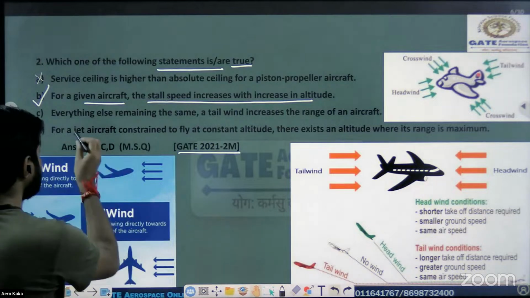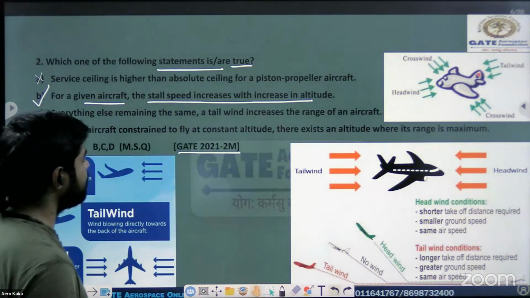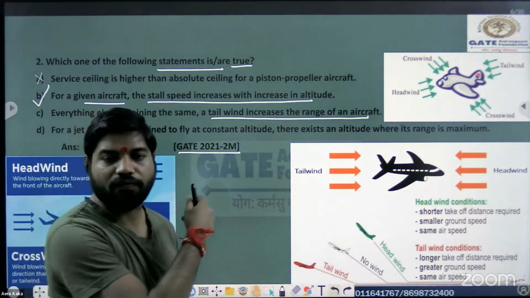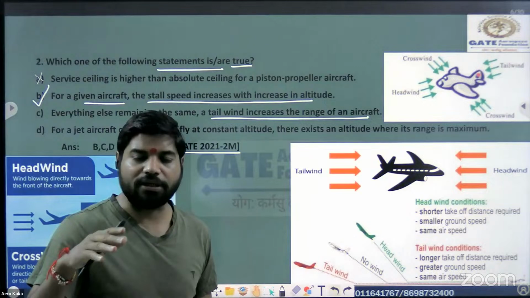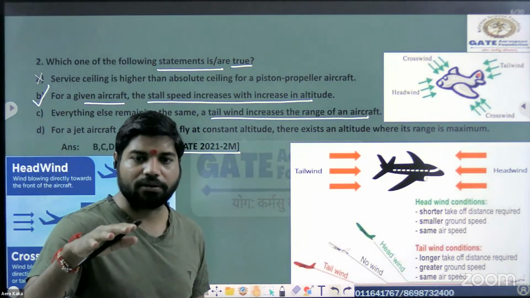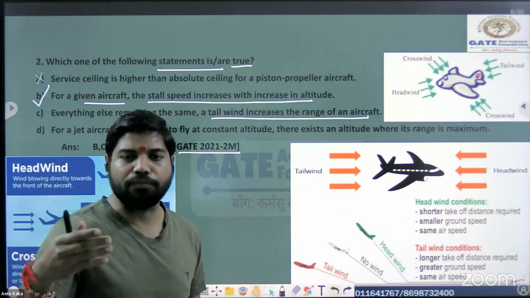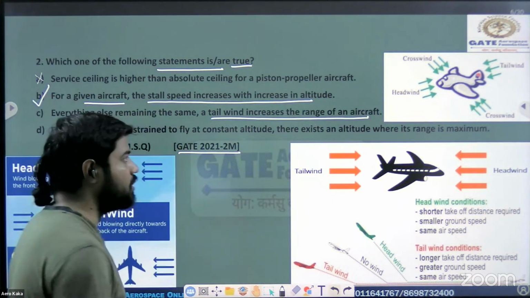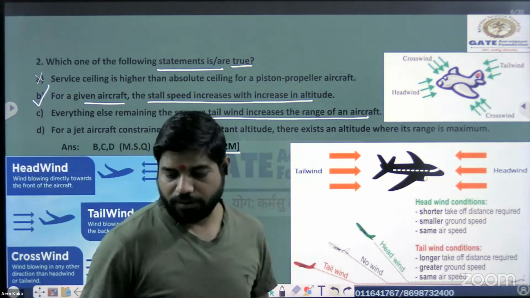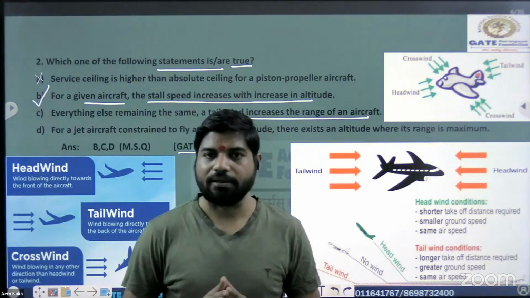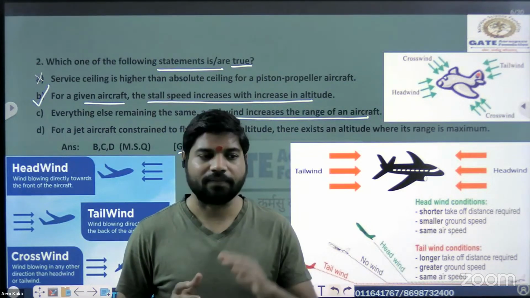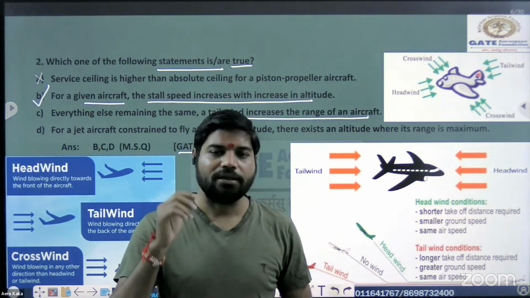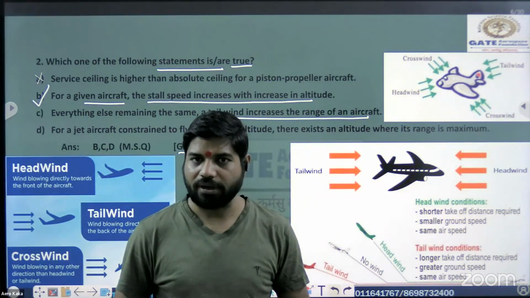Next one: everything else remaining the same, the tailwind increases the range of an aircraft. I have even given one formula, right? That is, how to calculate the range of the aircraft in wind model, or with zero wind model, right? So you have to remember that during takeoff and landing, headwind is favorable, right? Say yes or no.